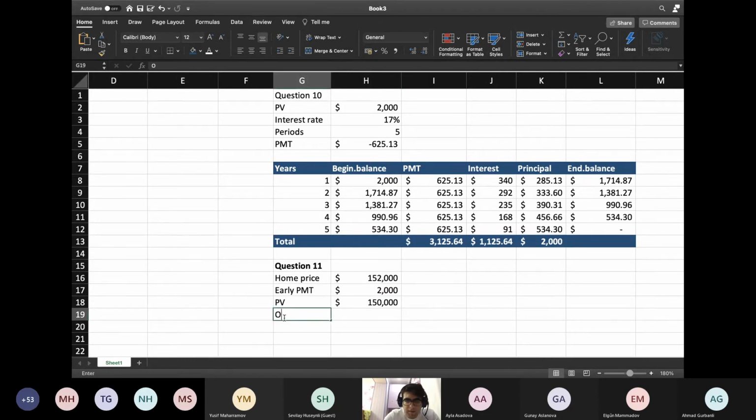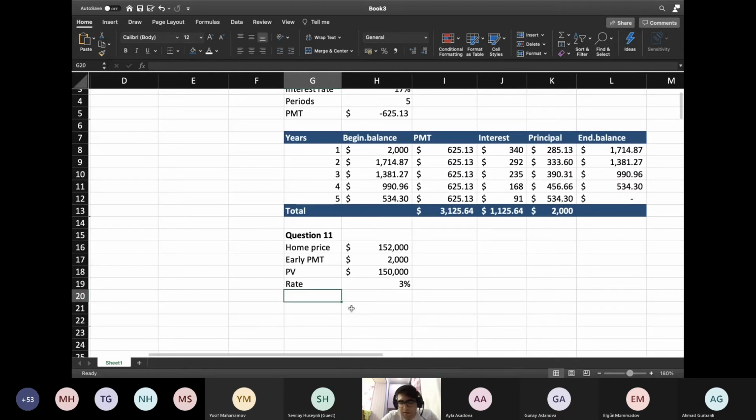Interest rate, let me write rate, 3%. This is yearly interest rate and periods 15 years.